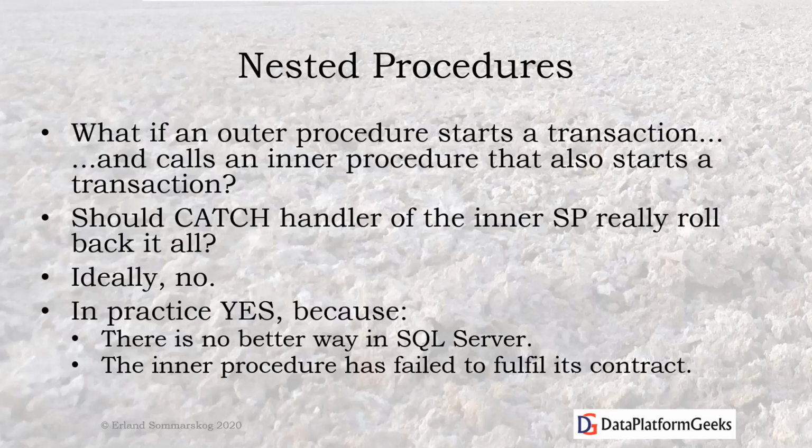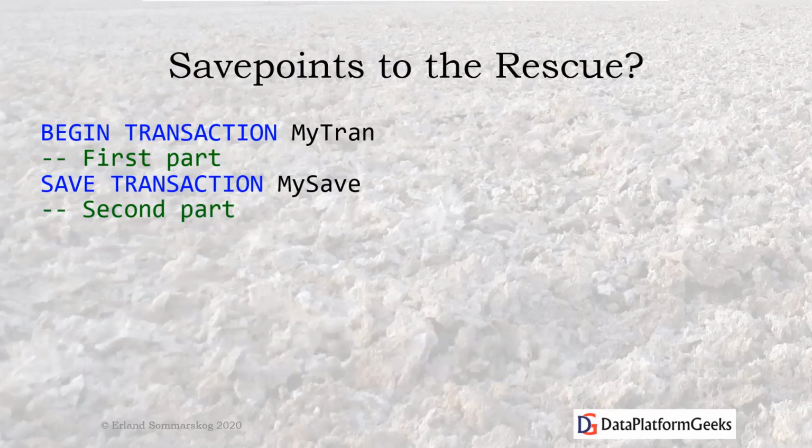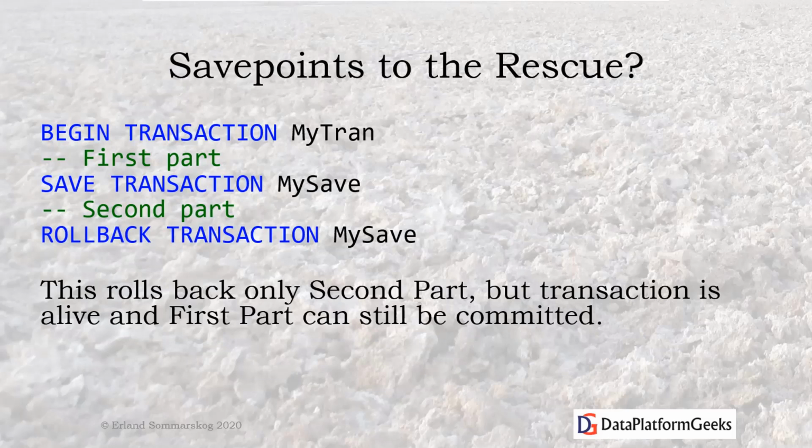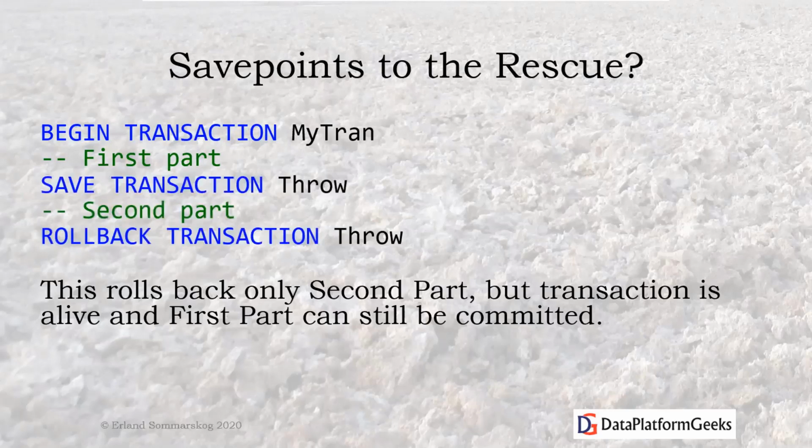Now, someone might be thinking, wait a minute, I heard about savepoints. Yes, I need to talk about savepoints. Yes, you can do this in SQL Server. You can say begin transaction my_tran, do the first part, then you can say save transaction my_save, do the second part, and now you can say rollback transaction my_save. And now this will roll back the second part, so you're back to this situation. My_tran, the first part, can still be committed. And by the way, yes, the name of that savepoint can be THROW. So that is legal syntax.